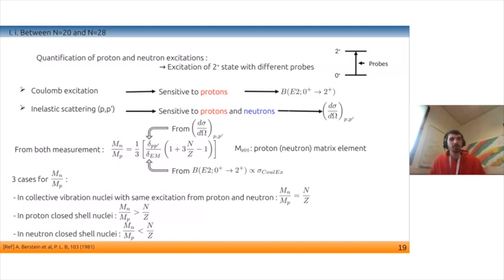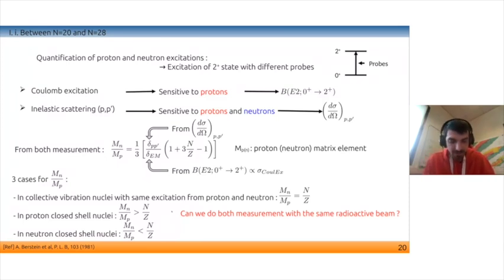In proton closed-shell nuclei, of course, we can observe a stronger Mn over Mp than N over Z, and in neutron closed-shell nuclei, we can see a lesser Mn over Mp than N over Z. But now, can we do both measurements with the same radioactive beam? We know that radioactive beams can be complicated to produce.